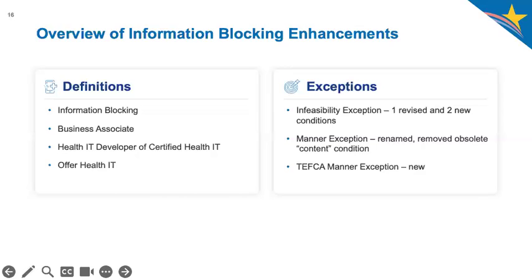And in the manner exception, we provided the date for the content which the actors had to comply with, which was October 6, 2022. But since that date has passed, the final rule revised that exception to remove the content condition as it's no longer necessary. And then the new exception that we provided is the trusted exchange framework and common agreement manner exception. And that is new. And I'll go over that briefly.